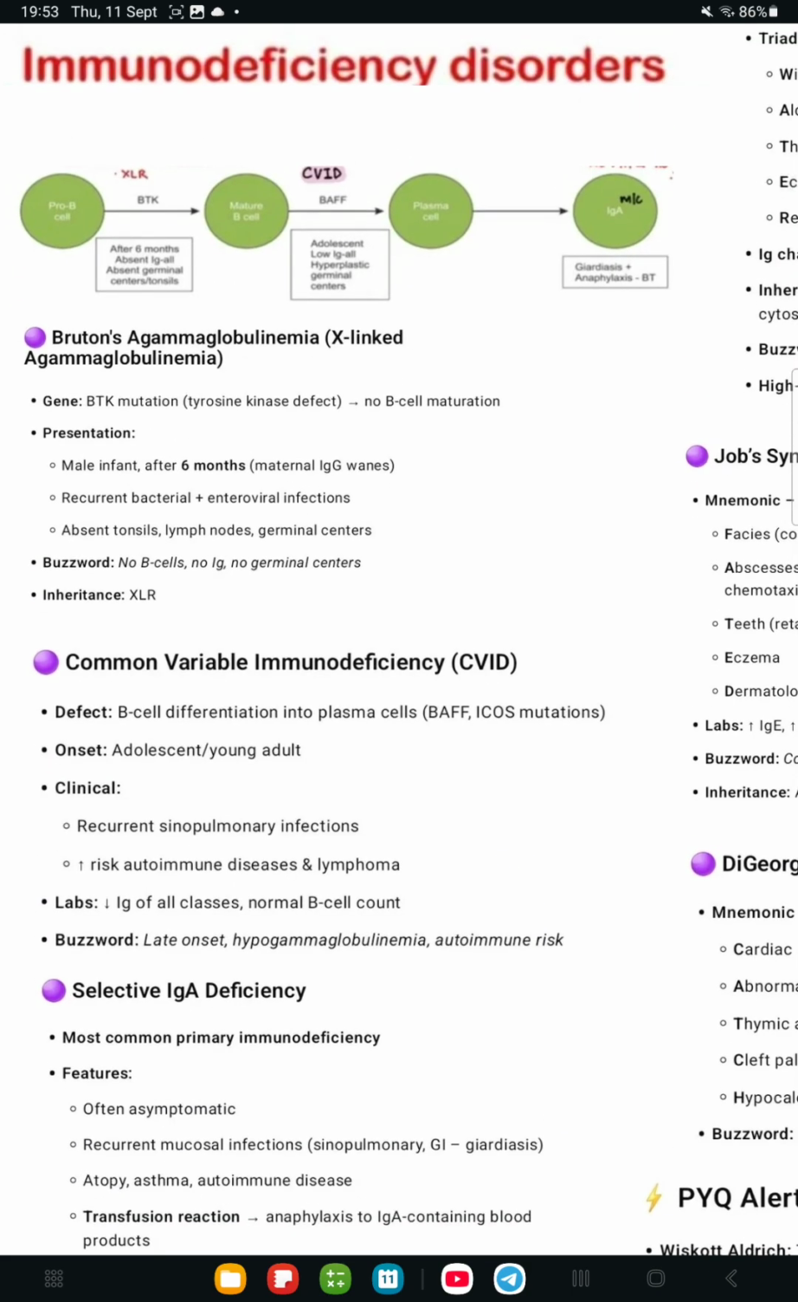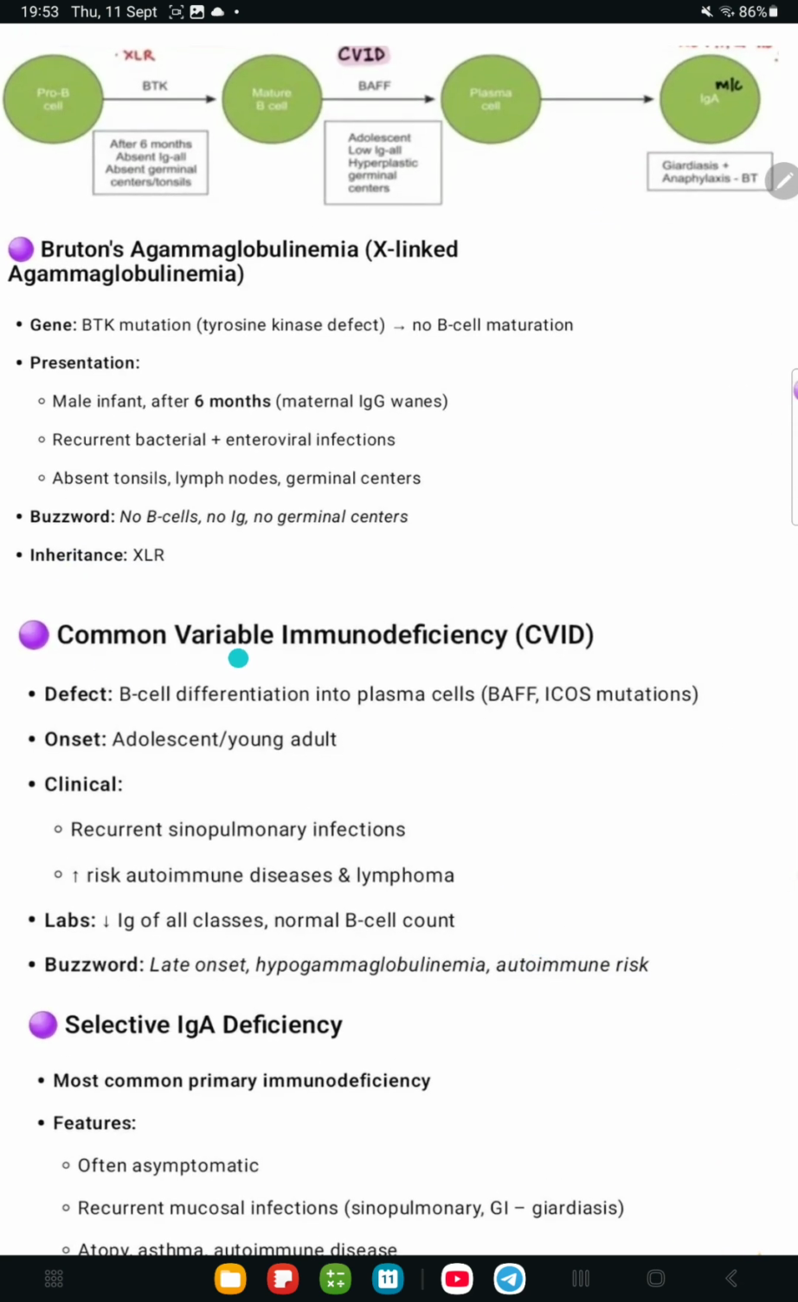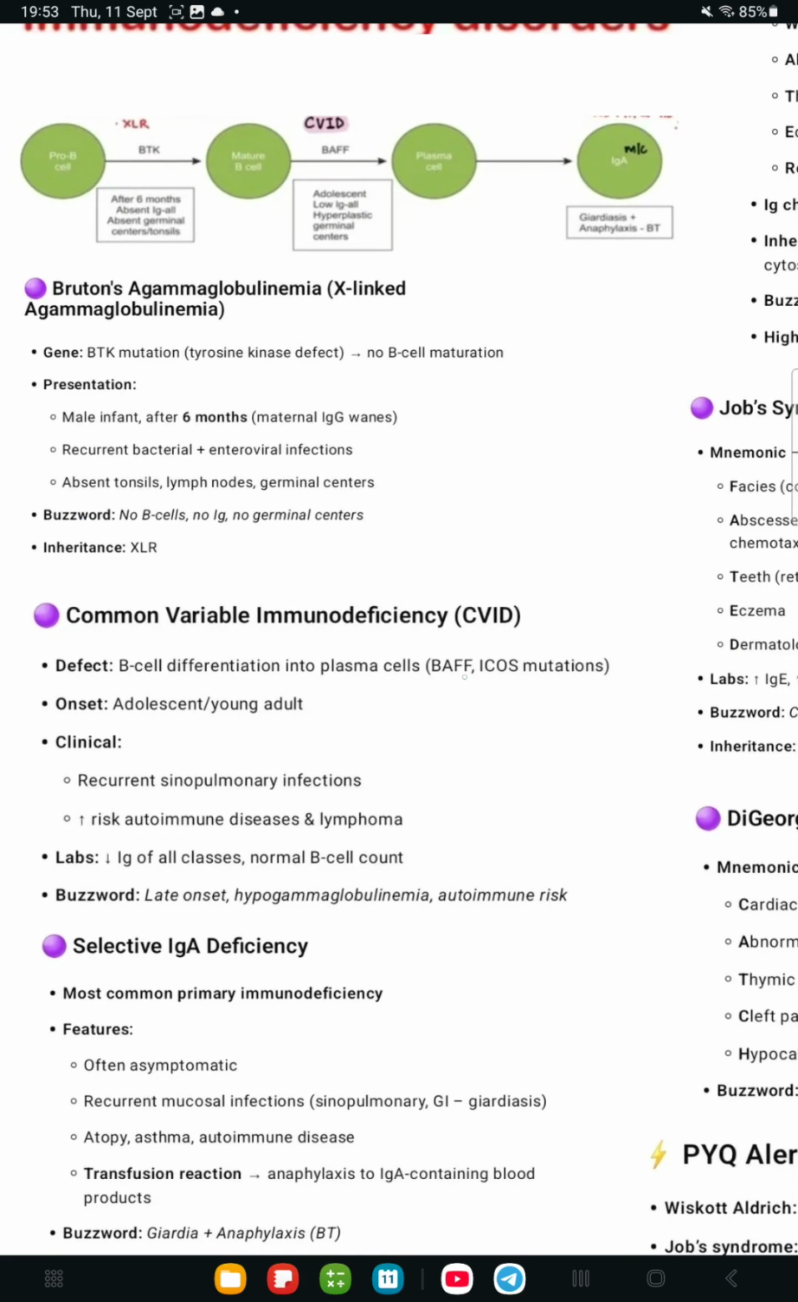Next we have the next B cell disorder. One thing we have to remember is that this one was severe, this is moderate, this is mild. So this is common variable immunodeficiency. Here the defect is B cell differentiation into plasma cells. Now we have mature cells in the body, but they are unable to convert into plasma cells, which are ultimately responsible for the formation of different immunoglobulins in the body. Why is this happening? Due to BAFF mutation. The onset here will be adolescent, that's why I call it a little better than the previous one. Adolescent or young adult presentation.